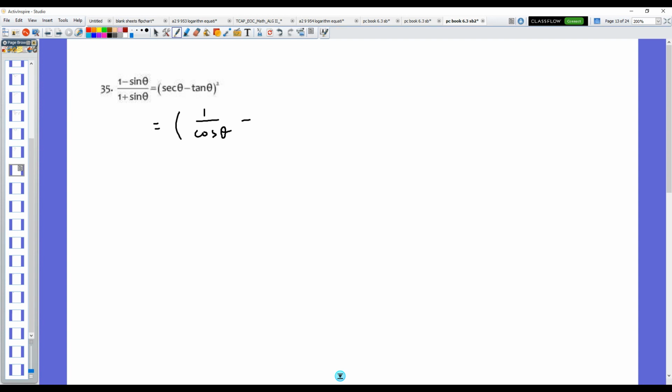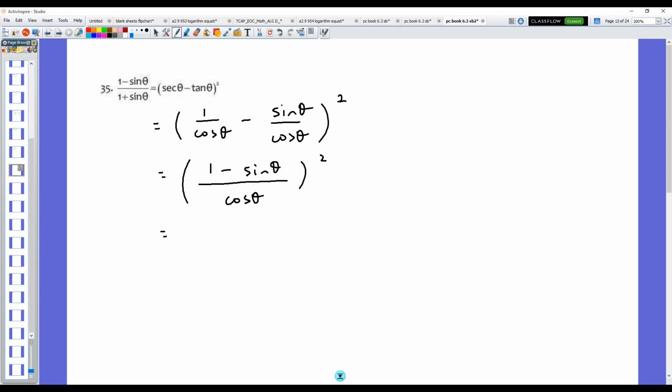Tangent is sine over cosine. Still have the square there. I have the same denominator in the parentheses, so I'm going to combine this into 1 minus sine over cosine. Now I will do the square. I'll break it up so that I have 1 minus sine squared on top and cosine squared on the bottom.